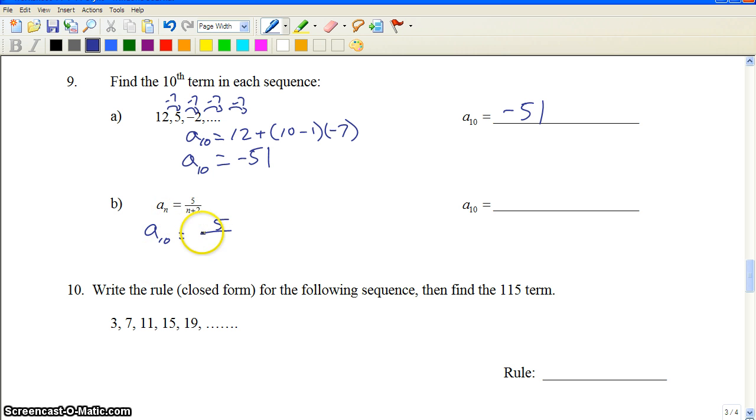Alright, on the next one, we're finding the 10th term. That means n is 10. So we get 5 over 12. That's it. 5/12. Sweet. 10th term is 5/12.